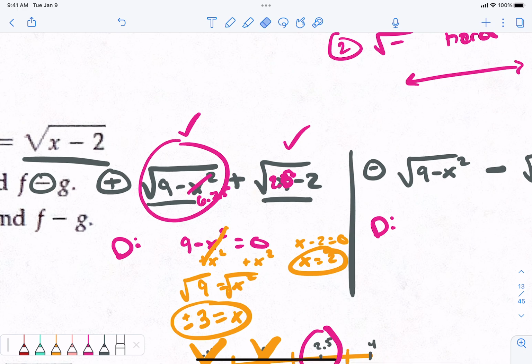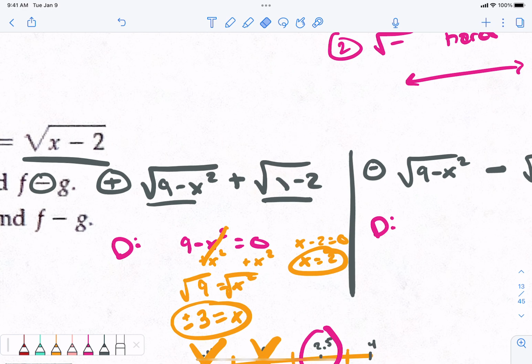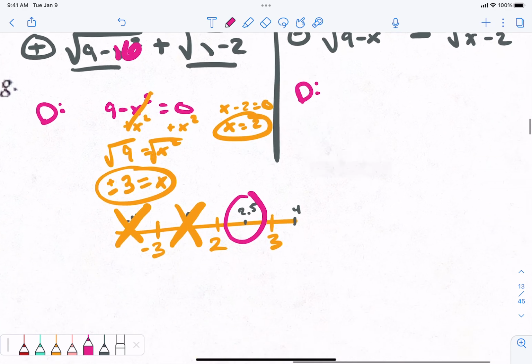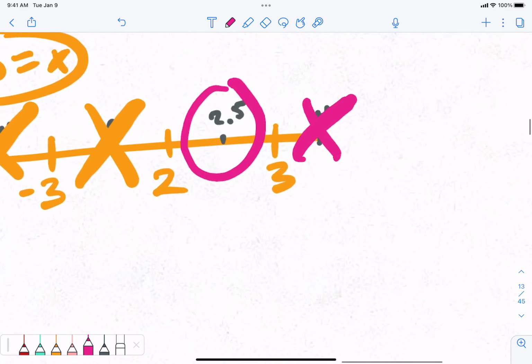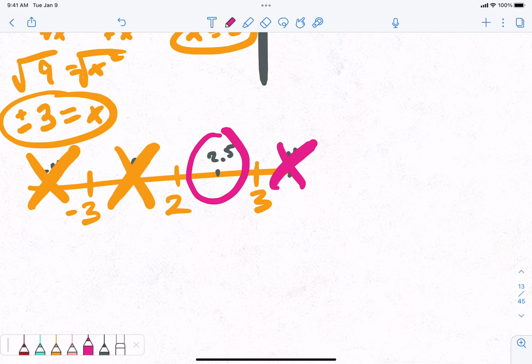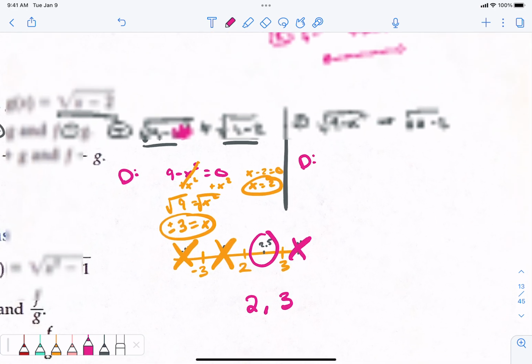So if I plug in positive 4, 4 squared is 16 again. 9 minus 16 is negative. I don't want that 4 in there. So I am only allowed to plug in numbers that are between 2 and 3. So 2 comma 3 would be my domain. And now we have to decide whether the brackets are parentheses.